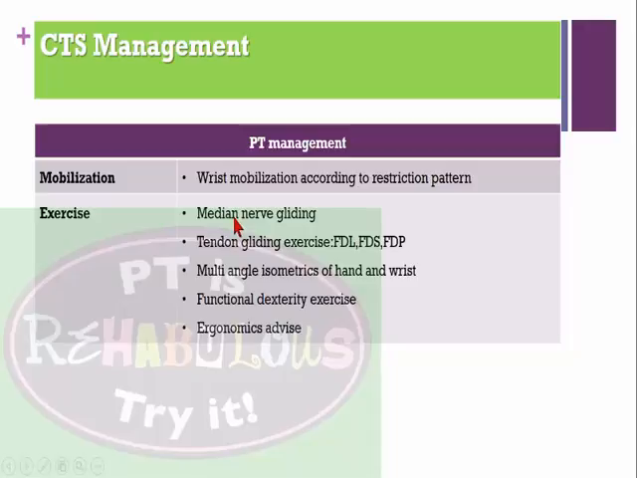Now we are going to see why we are doing median nerve gliding exercise in carpal tunnel syndrome. As we all know, in carpal tunnel syndrome we have inflammation in the carpal tunnel that may cause compression of our median nerve, so the median nerve gets stuck in the surrounding tissue. Nerve gliding exercise will improve the movement of our nerve.